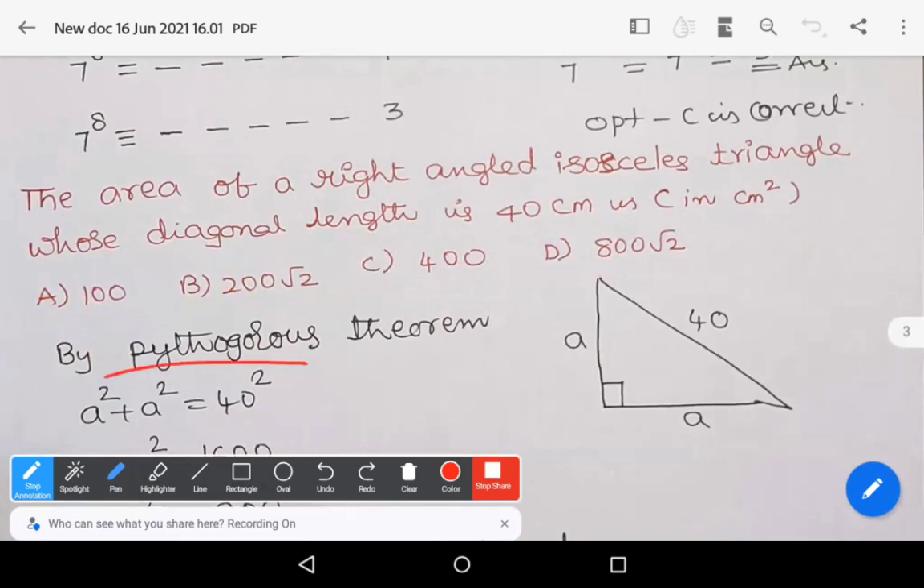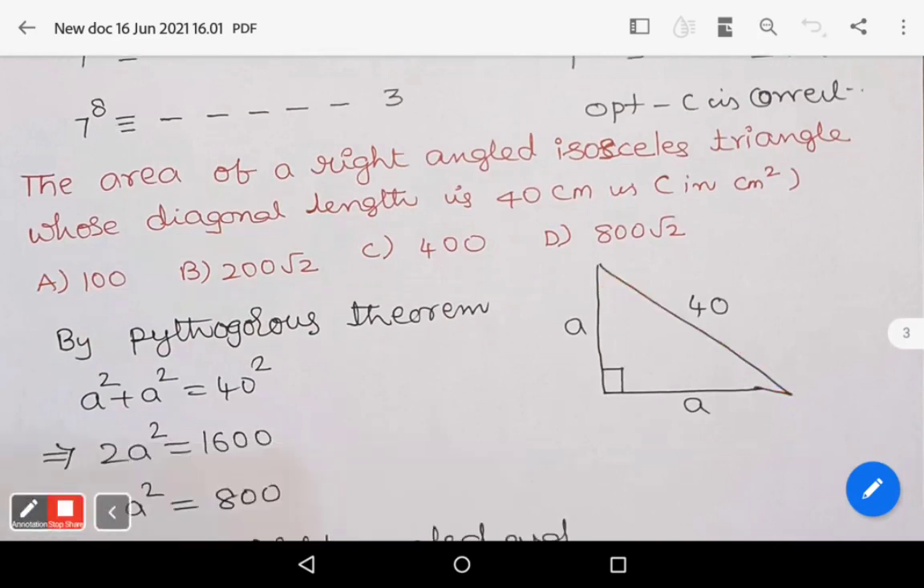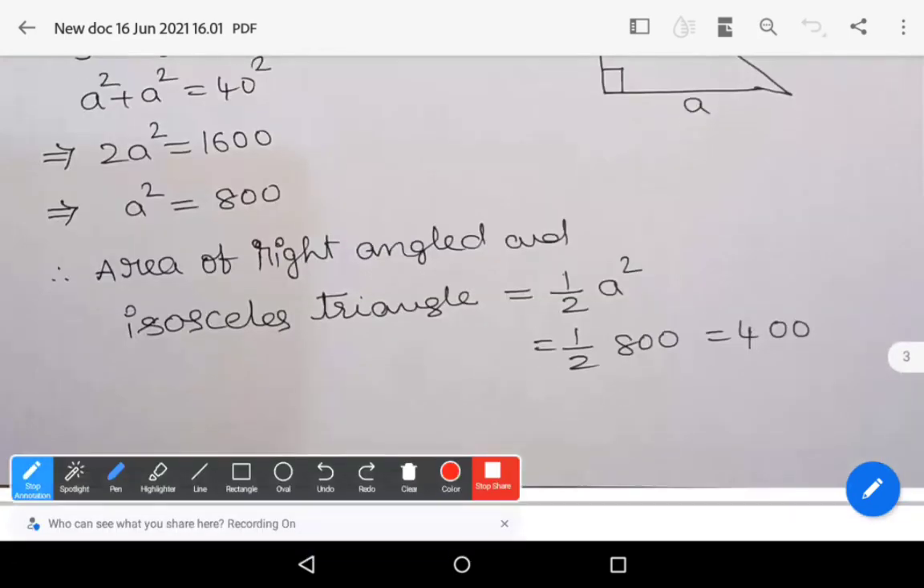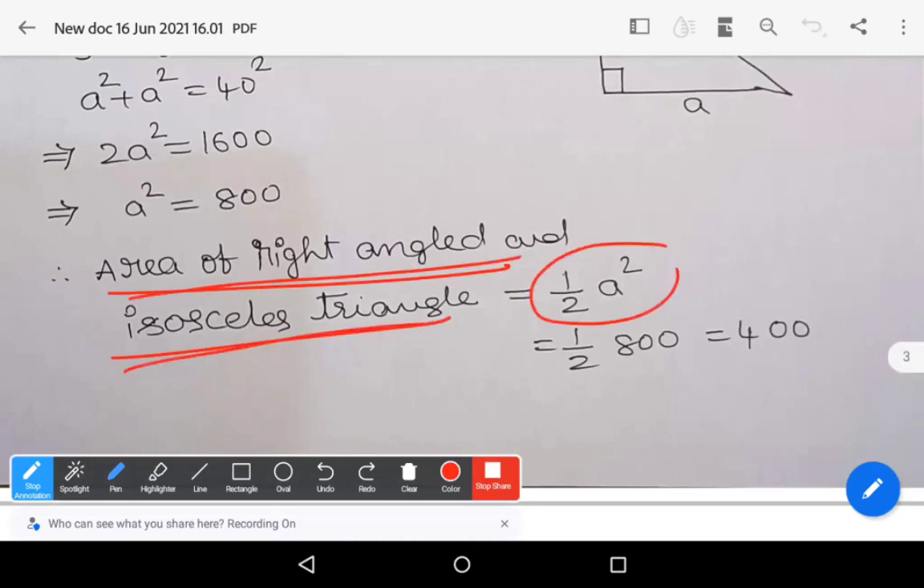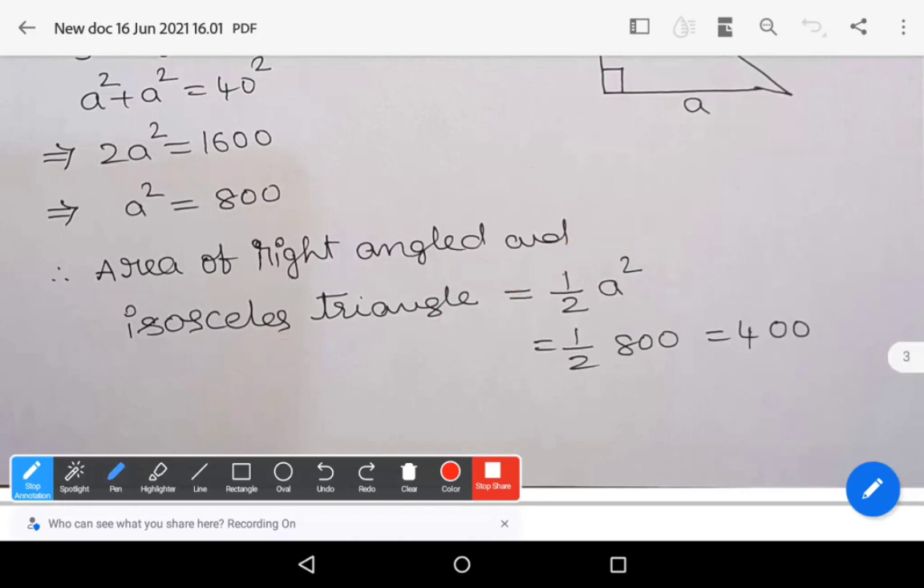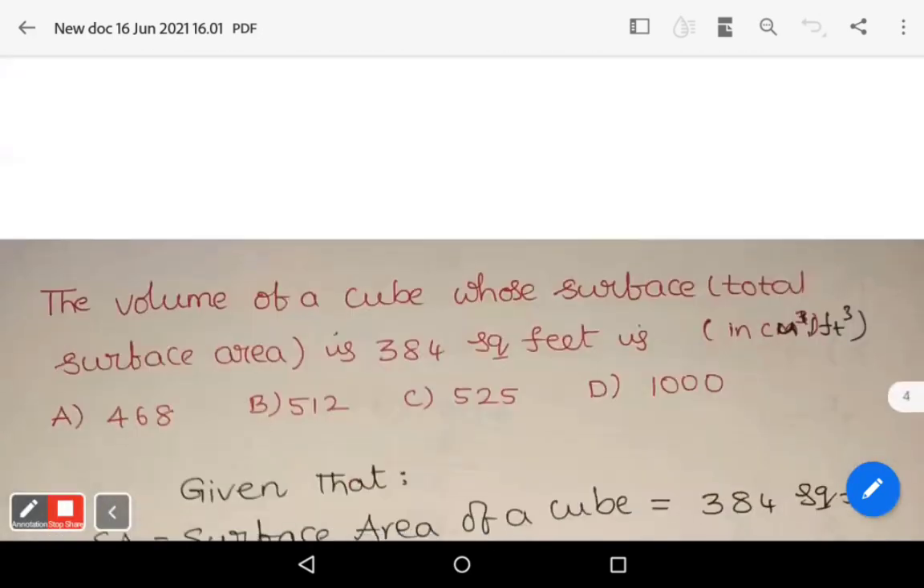Now observe that here you have to apply the Pythagoras theorem, and also remember that diagonal means the hypotenuse. And the formula for the area of a right angled isosceles triangle is half A square. Practice these formulas. It is very simple and easy.